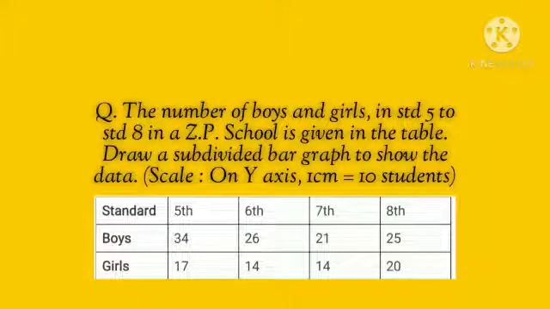A table is given to us in which the first row is representing standard: 5th, 6th, 7th, 8th. The second row represents the number of boys in 5th standard, number of boys in 6th standard, number of boys in 7th standard, number of boys in 8th standard. And the third row represents the number of girls in 5th standard, 6th standard, 7th standard, and 8th standard.